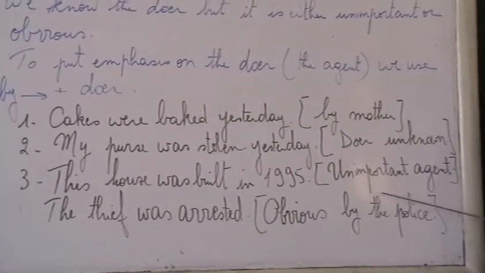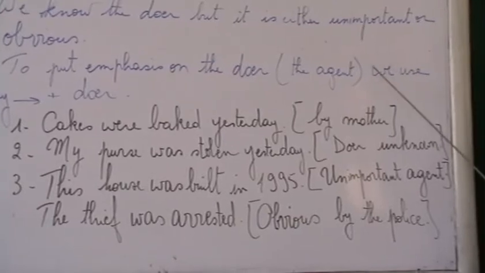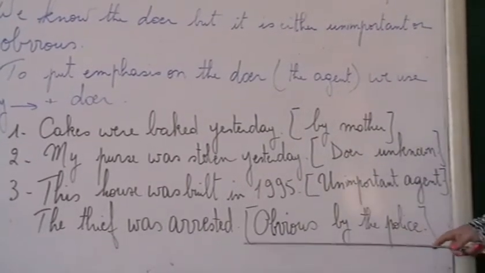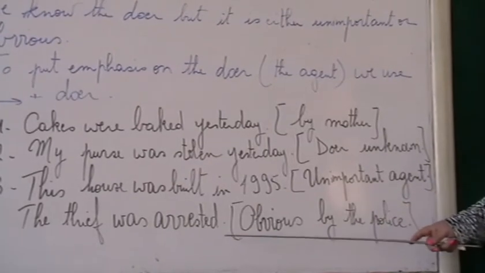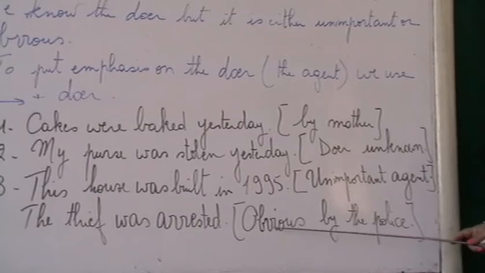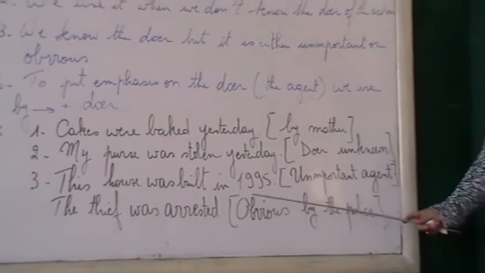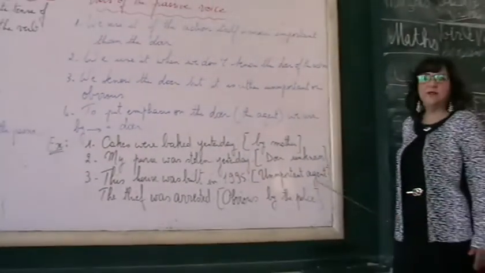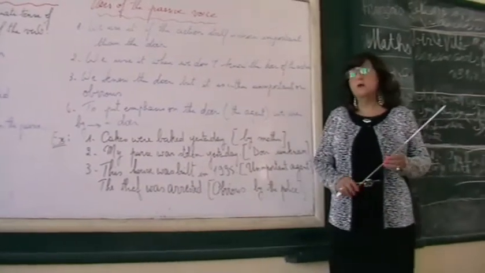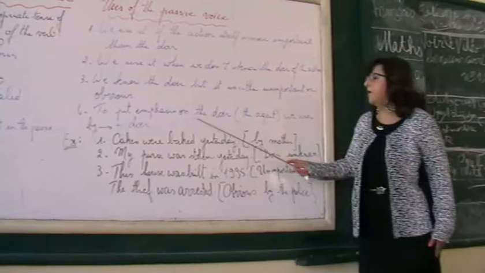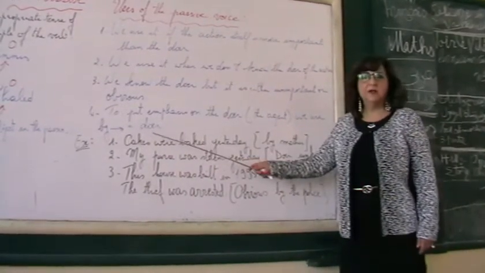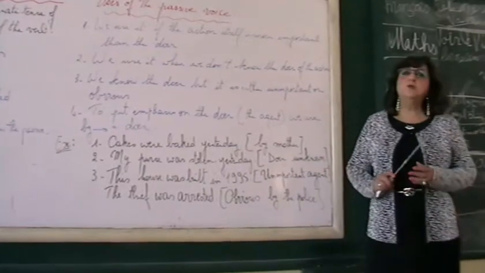Unimportant, not important. Another example for an obvious agent. The thief was arrested. Who arrests? It's only the police. So here, it's obvious. Obvious, it's very clear without mentioning it, by the police. We don't have to say by the police. Alright? And by the way, it is wrong to say it here. We use by plus the doer or the agent when we want to put emphasis on the doer. Sometimes it's wrong to put by.